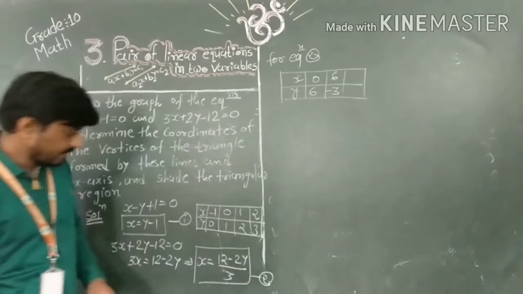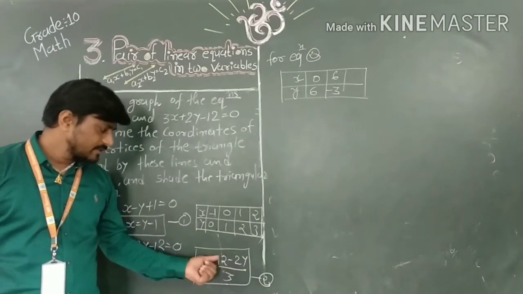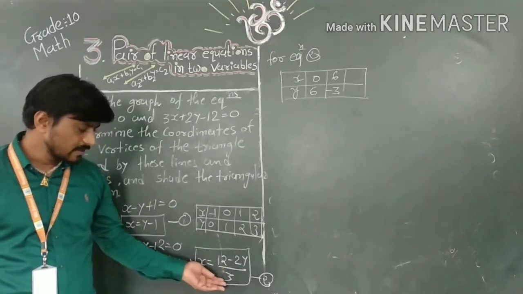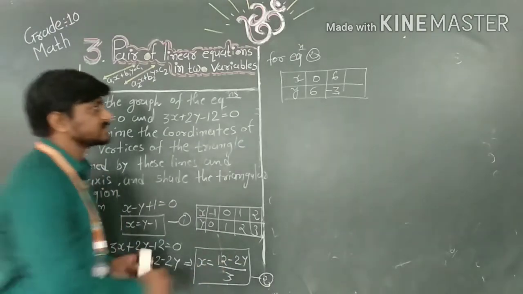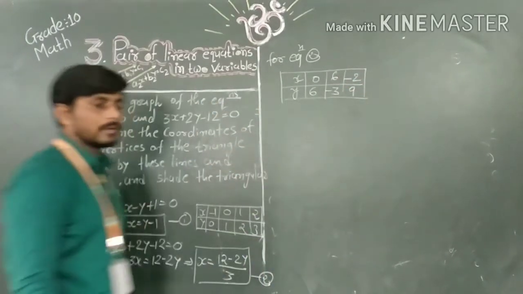Now if we take y is equal to 9, 9 twos 18, 12 minus 18, that means minus 6. Minus 6 upon 3, 3 twos are 6, therefore minus 2. If we take 9, okay.